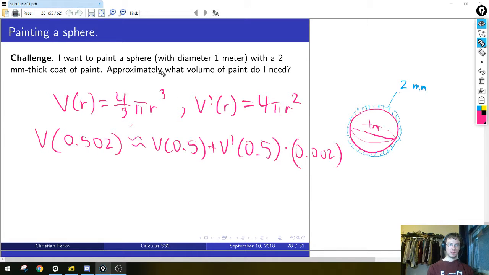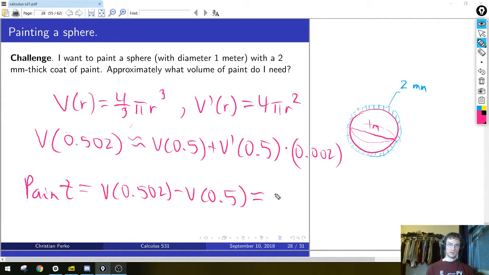So it's going to be a sloppy equation, but the amount of paint is supposed to be the difference between the two volumes, right? So it's supposed to be the new volume after the paint minus the old volume before the paint. So this is V at 0.502 minus V at 0.5, which is apparently what you just told me. The derivative, which is 4 times pi times 0.5 squared, times this thing, which is 0.002.